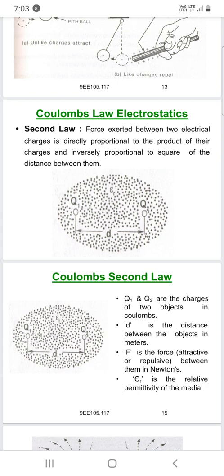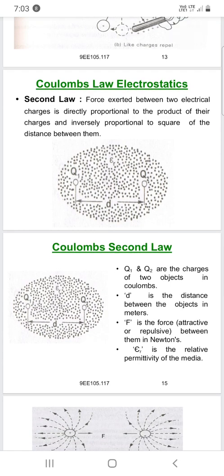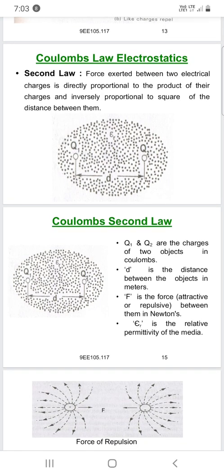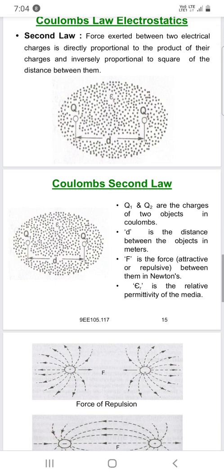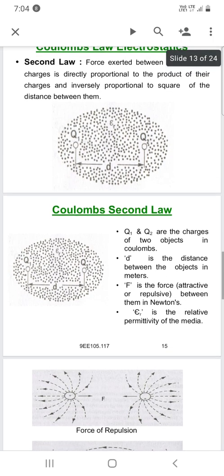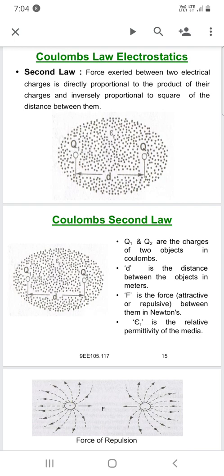The force exerted between the two electrical charges is inversely proportional to the square of the distance between them. So here we have to observe two charges, Q1 and Q2. They may be either positive or negative, and they are placed at a distance of d meters in air.